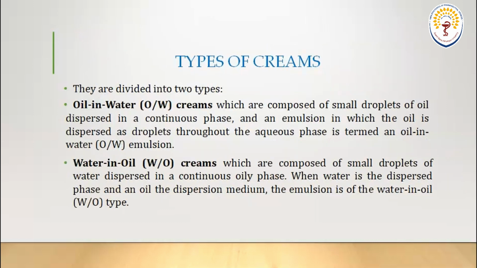Now, types of cream. The types of cream are divided into two types: oil in water cream and water in oil cream. Oil in water creams are composed of small droplets of oil dispersed in a continuous phase, which is water, and an emulsion in which the oil is dispersed as droplets throughout the aqueous phase is termed an oil in water emulsion. Water in oil type creams are composed of small droplets of water in a continuous oily phase.